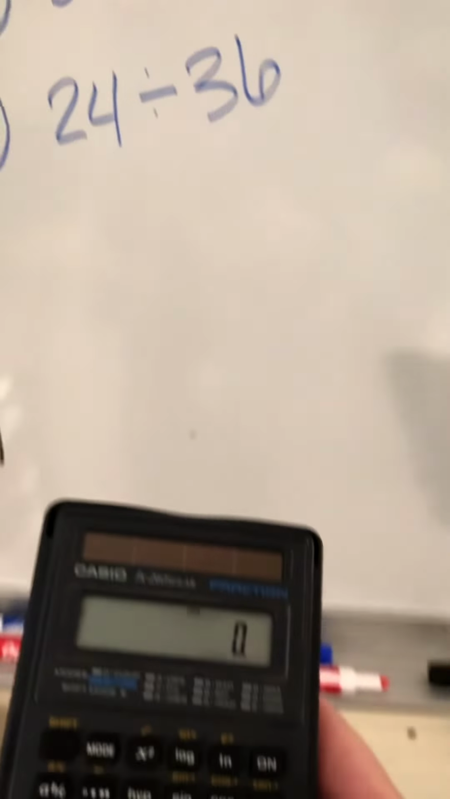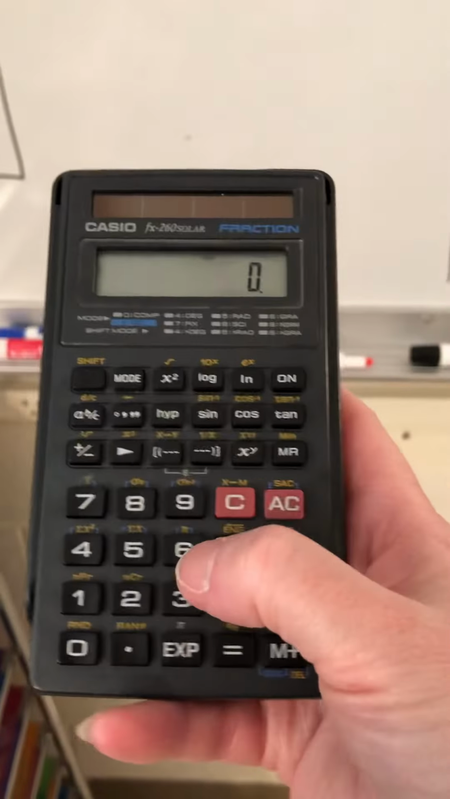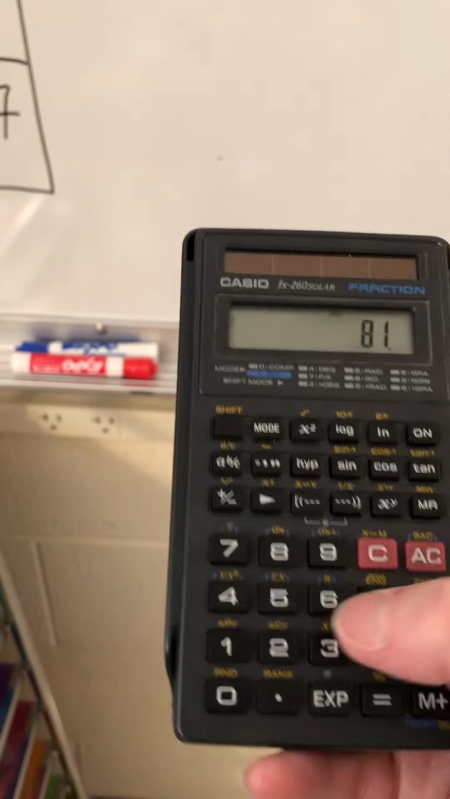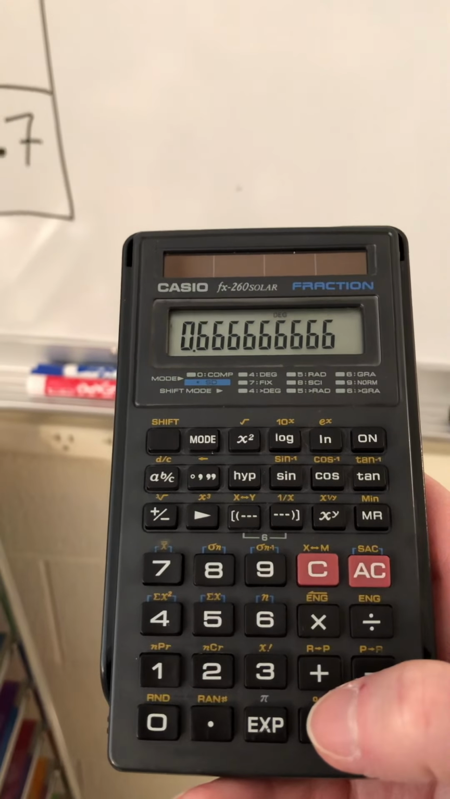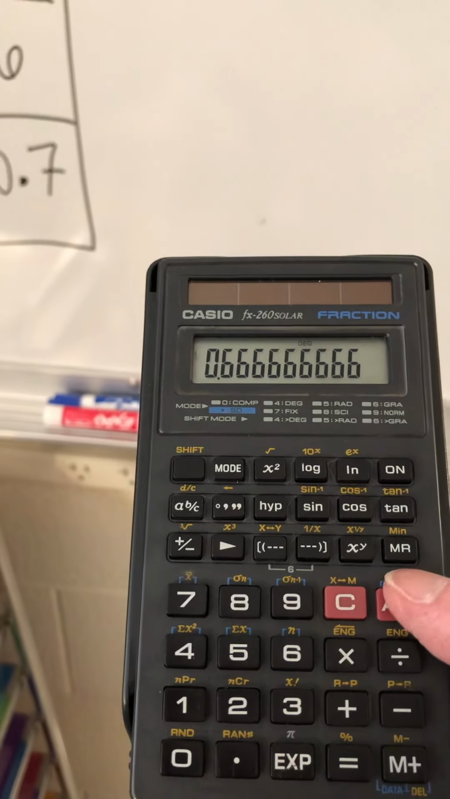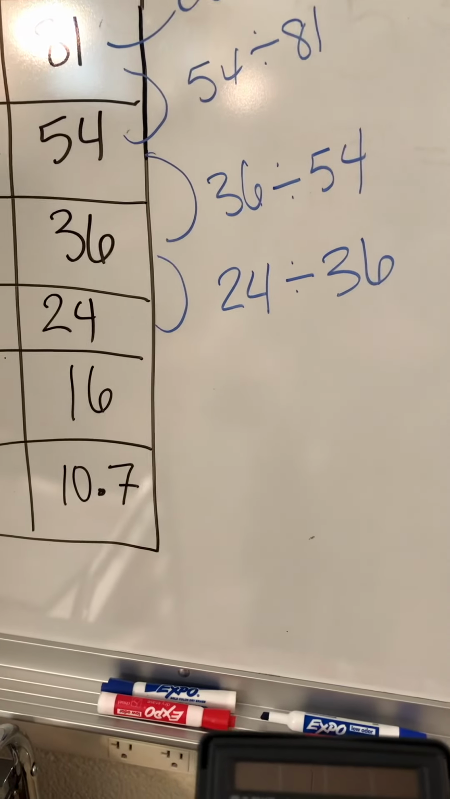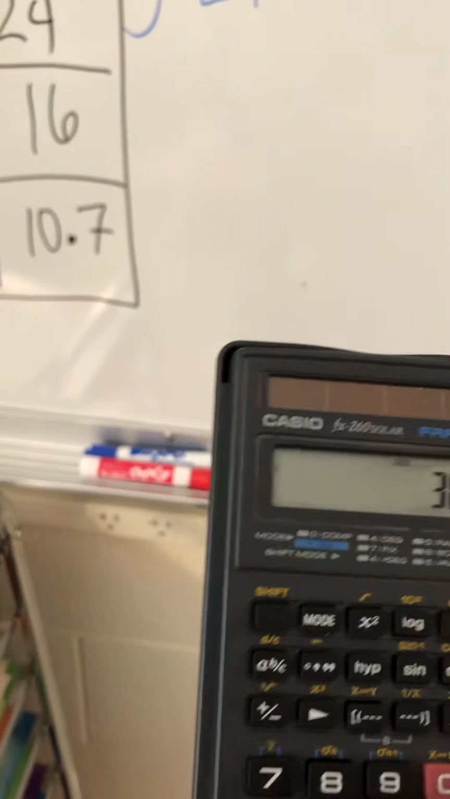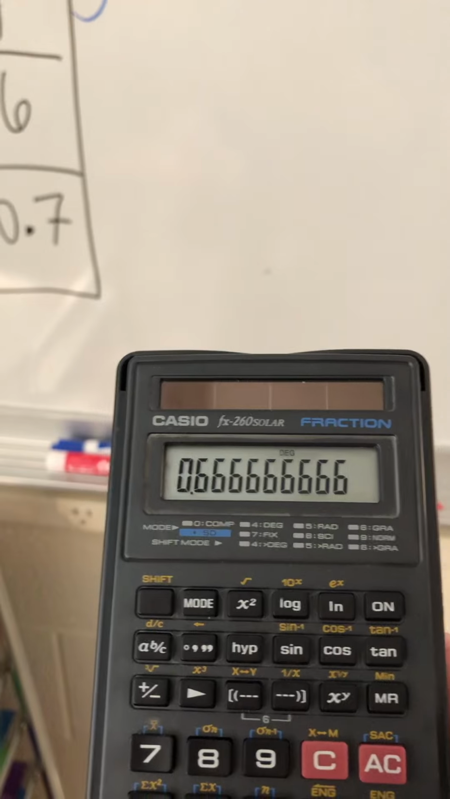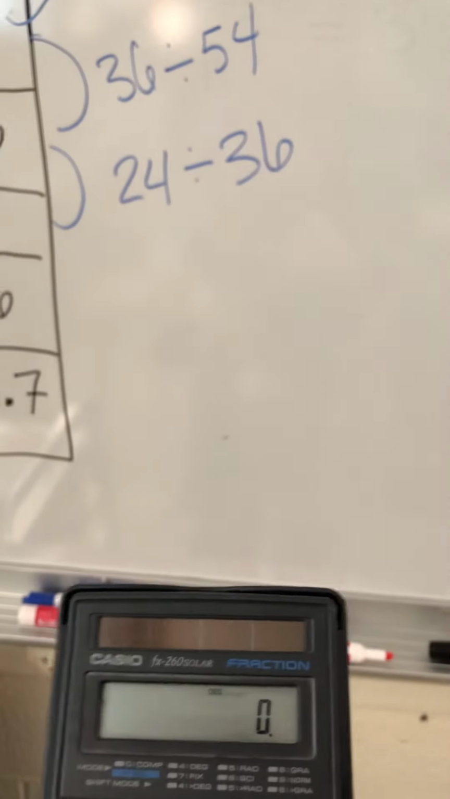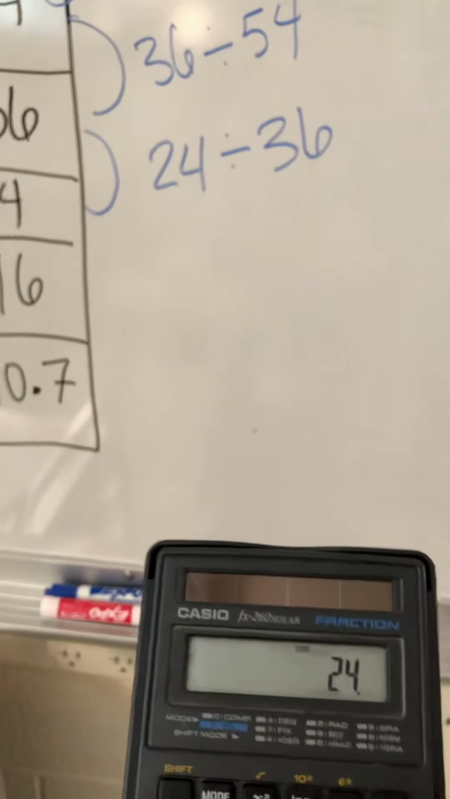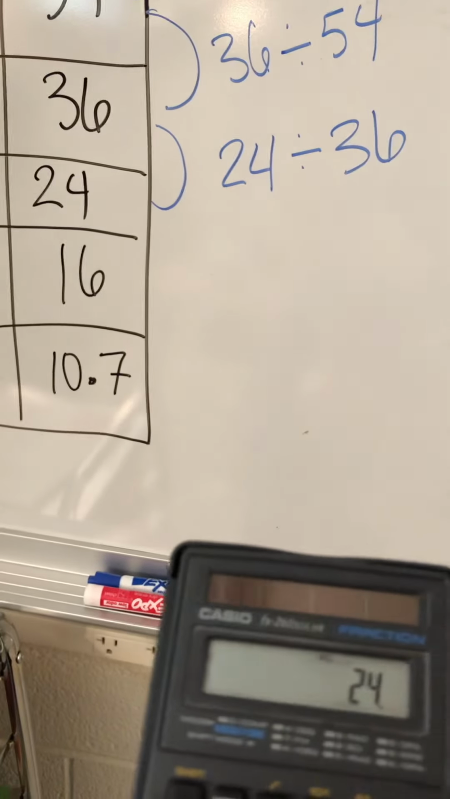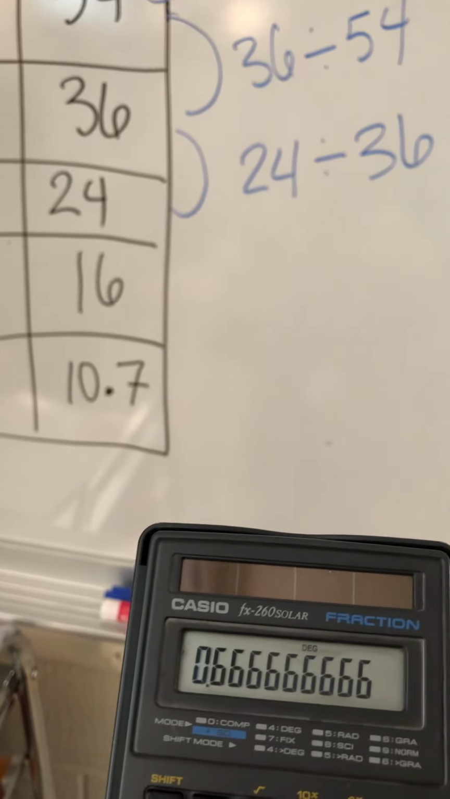So if I have my calculator here, and I do the first one, 54 divided by 81, I get 0.66666, which as a fraction is 2/3. Okay, let's try the next one. So the next one is 36 divided by 54. It should be the same. 36 divided by 54. And it is the same. And let's just double check the next one. Okay, 24 divided by 36. Oops, wrong button. 24 divided by 36. Okay, so I get 0.6666.